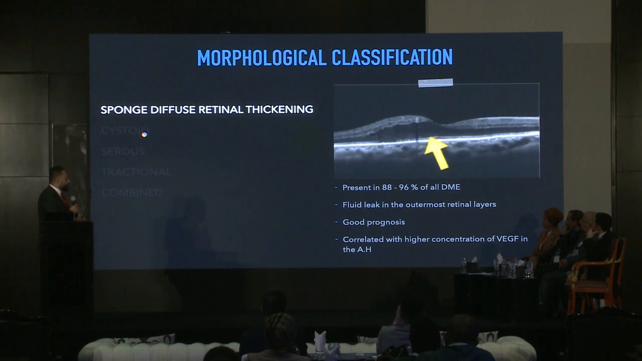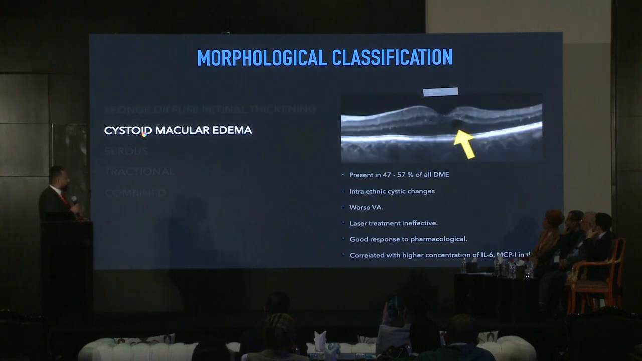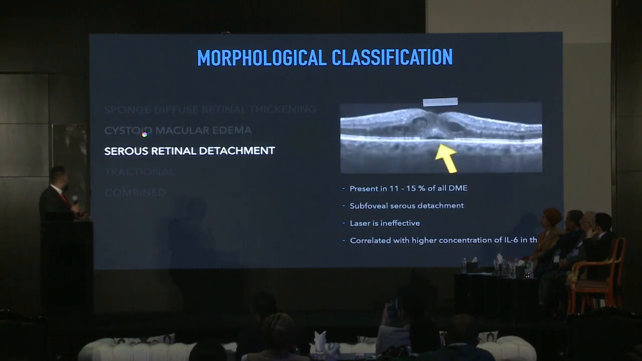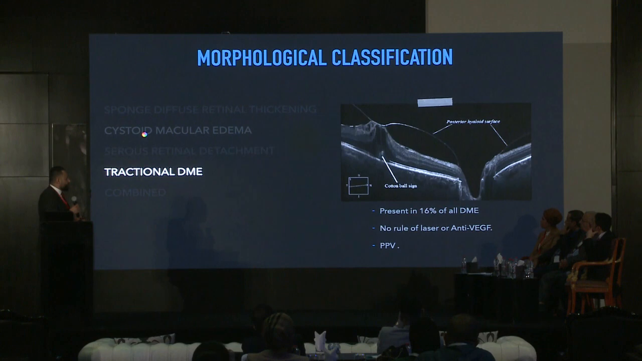This fluid leakage in the outermost retinal layers, if you see these pictures, is usually associated with a good prognosis. The other type is the cystoid macular edema, which is present in about 50% of all diabetic macular edema cases. This is usually associated with a worse visual acuity. And the other type is serous retinal detachment in about 10% of diabetic macular edema. And we have the tractional type, which is about 16% of all diabetic macular edema.